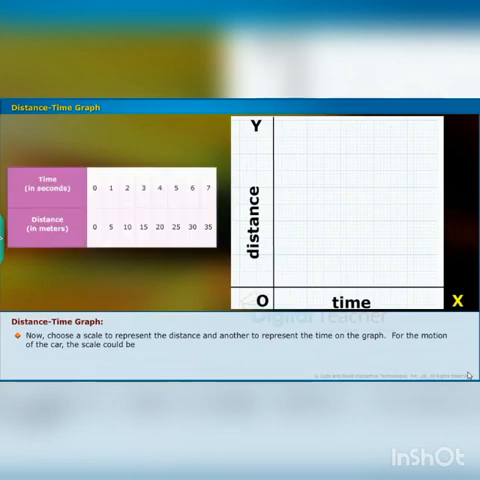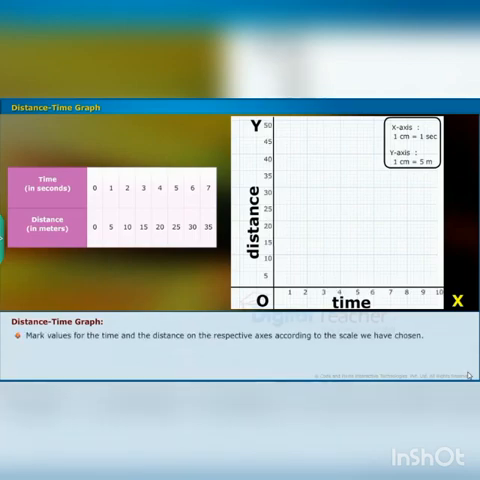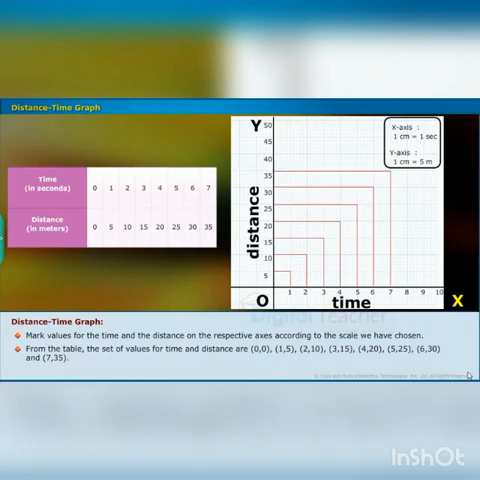Now choose a scale to represent the distance and another to represent the time on the graph. For the motion of the car, the scale could be x-axis 1 centimeter equal to 1 second and y-axis 1 centimeter equal to 5 meters. Mark values for the time and the distance on the respective axis according to the scale we have chosen. From the table, the set of values for time and distance are (0, 0), (1, 5), (2, 10), (3, 15), (4, 20), (5, 25), (6, 30), and (7, 35).